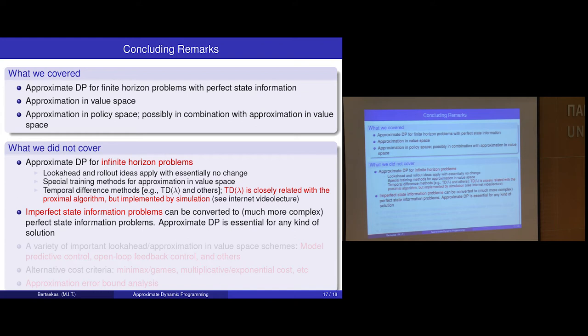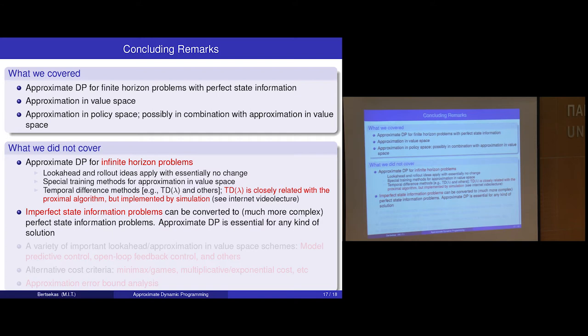We haven't talked about imperfect state information problems. As I noted at some point, they can be converted to perfect state information problems, but much more complex, where the state in the transformed problem is the so-called belief state, or probability distribution of the current state given the information that you have collected so far. So they are very, very difficult problems, and therefore they are prime candidates for approximations.